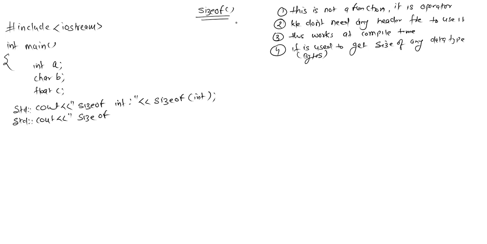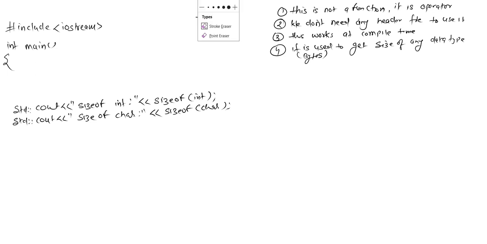Then in the second line we can print the size of char, and in double quotes we can print size of char like this. So we have created these variables here, but we will not use the variables for now. I'll just erase them. We'll just look at this example.